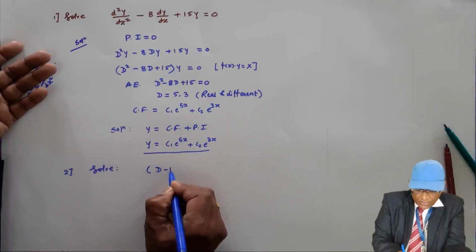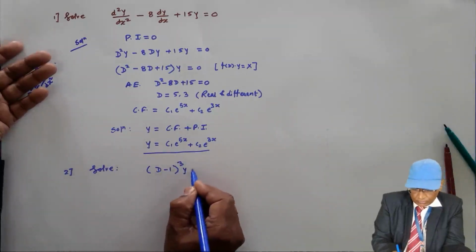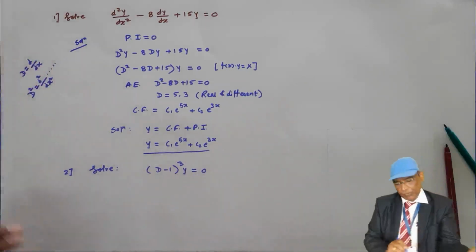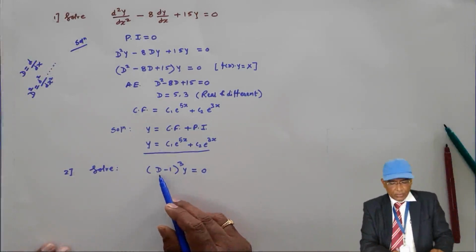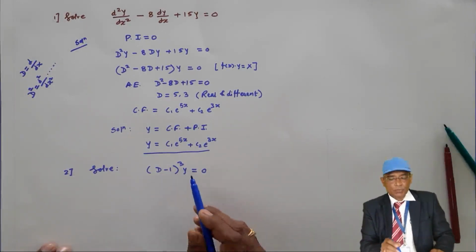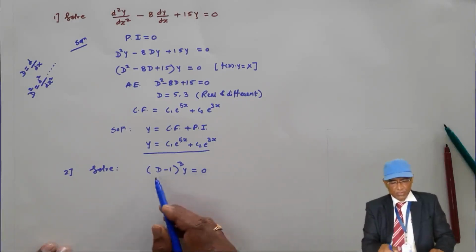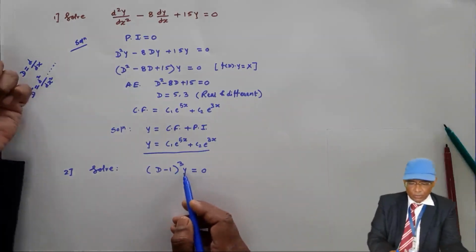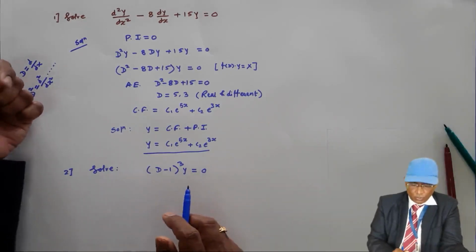Here, this differential equation in terms of D is already given to you. It means D cube minus 3D square plus 3D minus 1 is equal to 0, that is, (D minus 1) cube of y equal to 0. This differential equation is given, so we want the solution of this.